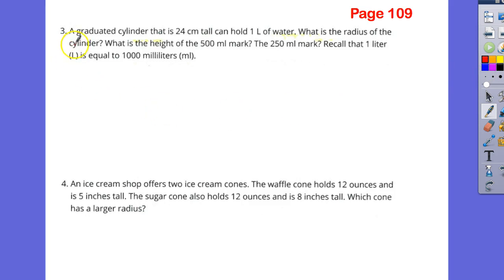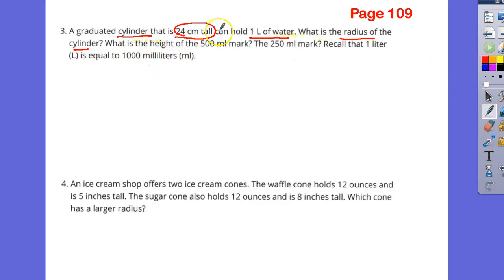Okay, problem number 3. You're given a graduated cylinder that is 24 centimeters tall and can hold 1 liter of water. What is the radius of the cylinder? What is the height of the 500 ml mark? The 250 ml mark? Recall that 1 liter is equal to 1,000 milliliters.